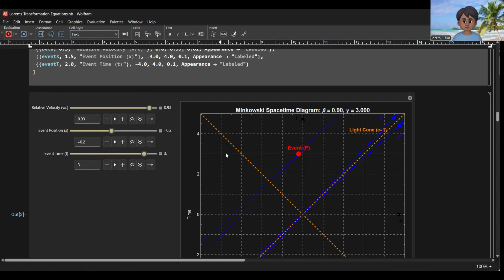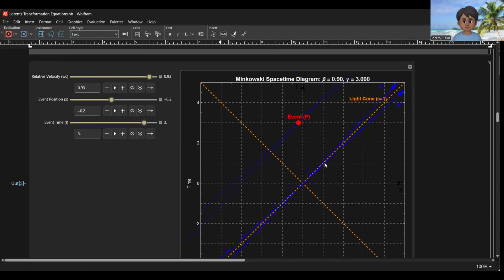This orange dotted line is null set. This is a null line. It refers to the speed of the light here. Then inside the cone here refers to the speed less than the speed of light. Then outside here we have a region where the speed of light must be greater than 3 times 10 to the 8 meters per second.